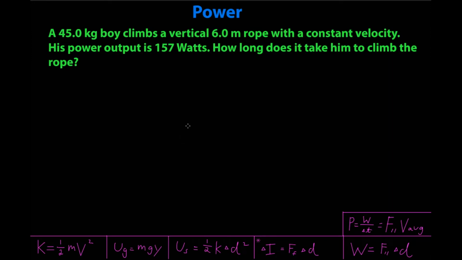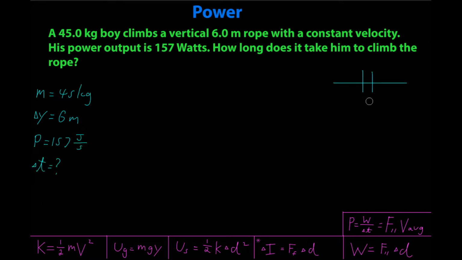A 45-kilogram boy climbs a vertical 6-meter rope with a constant velocity. His power output is 157 watts. How long does it take him to climb the rope? I'll start with my givens. Mass 45 kilograms. Delta y 6 meters because he's climbing a 6-meter rope. Power is 157 watts or 157 joules per second. We are looking for time.